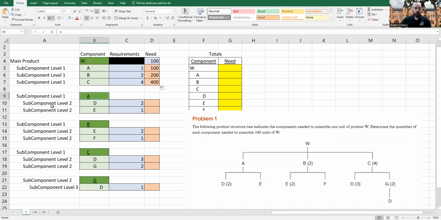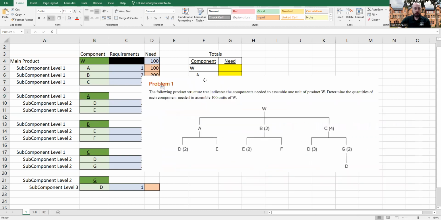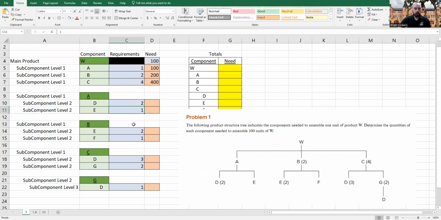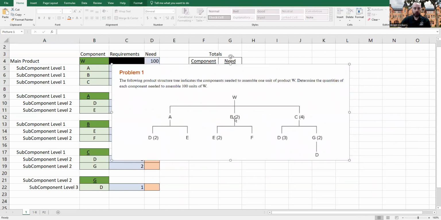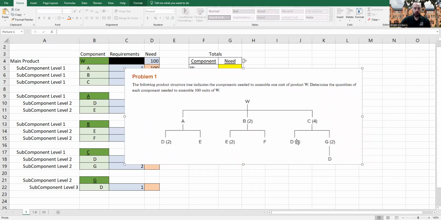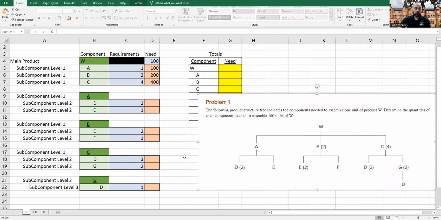All right, now if you look on the top of each of these next 3, we have subcomponent 1 listed, and within that, level 2's listed. So 1 product A takes, as we can see on our sheet here, 2 D's and 1 E. For every product B, we need 2 E's and an F. And then every product C takes 3 D's and 2 G's. And that's what we have here.